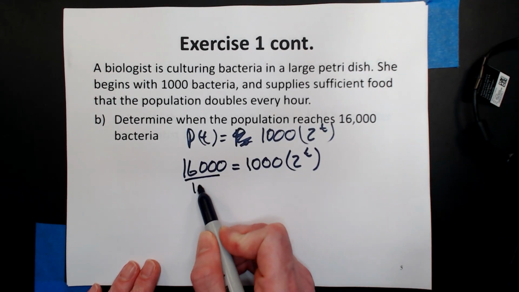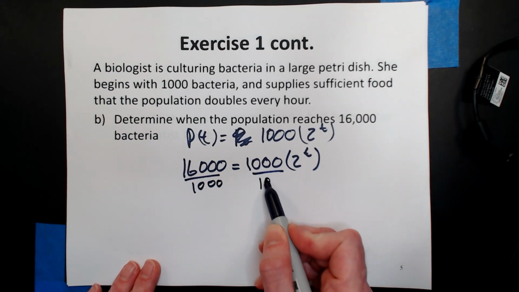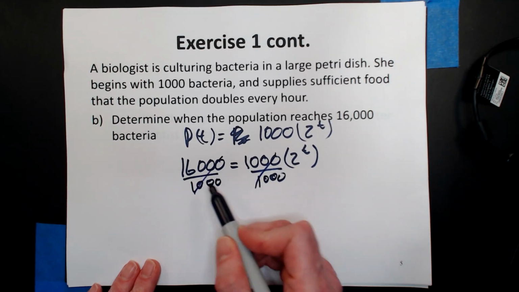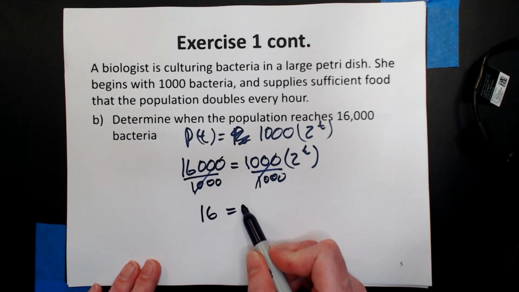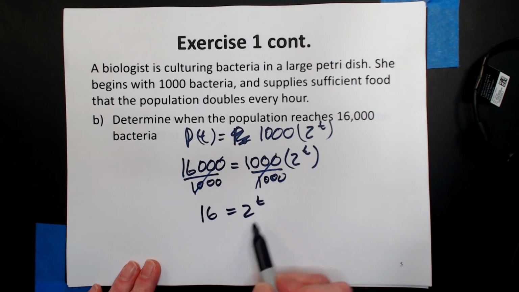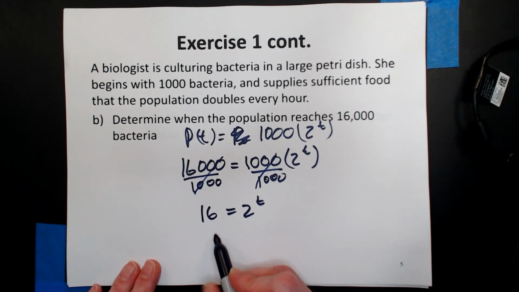We divide both sides by 1,000, and you'll be doing that for those problems. But right now, we're going to get a nice power of 2, and you can see that it's 16. And we can solve this now. Later on, with different bases, we'll be able to do that as well.